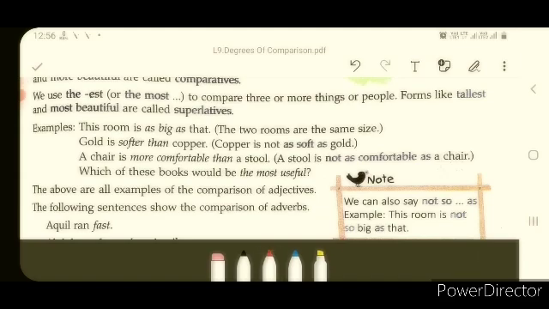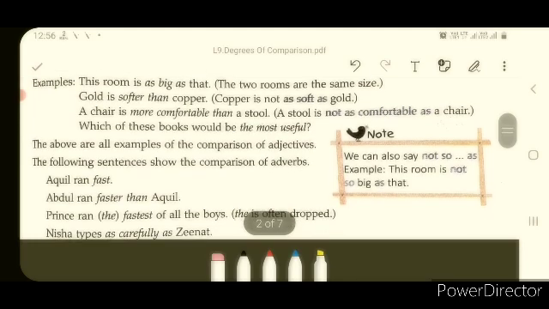But before that, we will see what the bird has in the note box. She says we can also say not so dot dot as. Example: this form is not so big as that. Not quite commonly used, but this is an alternative. All right, so now let's focus on adverbs.